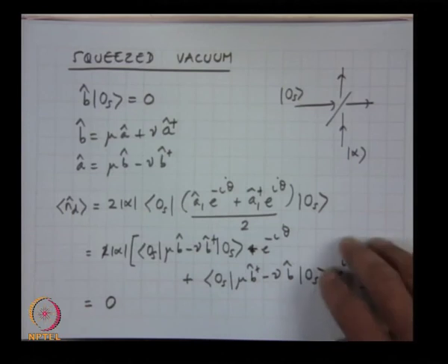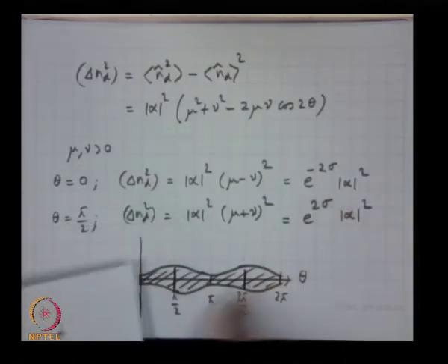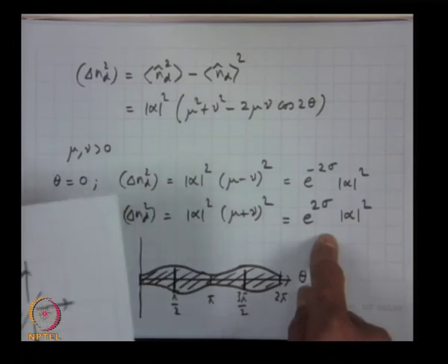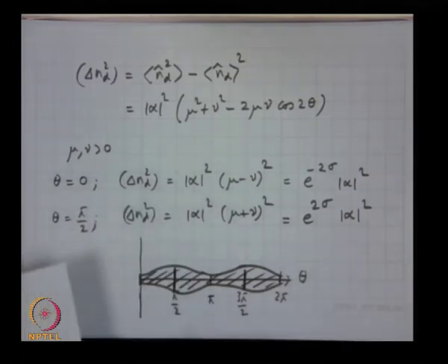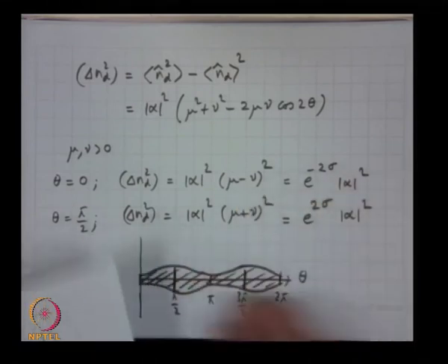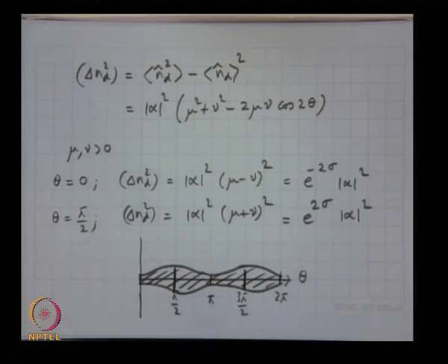So, of course, you have got reduced noise in one phase at the cost of increased noise in the correspondingly opposite phase, different phase. So, depending on the value of nu and mu, you can actually have squeezing at different times, and this is squeezed vacuum.